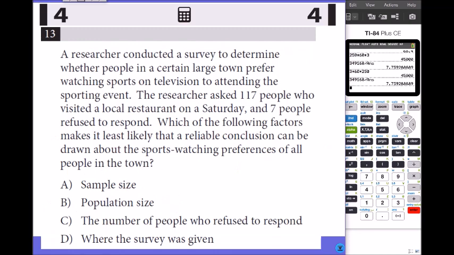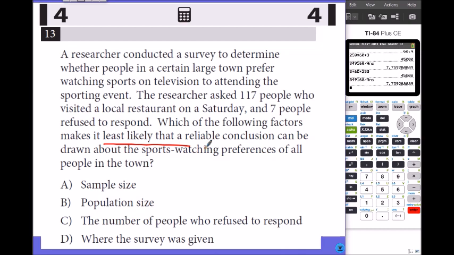13. A researcher conducted a survey to determine whether people in a certain large town prefer watching sports on television to attending the sports event. It would be nice to go and watch it. The researcher asked 117 people who visited a local restaurant on Saturday, and 7 people refused to respond. Which of the following factors makes it least likely that a reliable conclusion can be drawn about the sports watching preference of all people in the town?